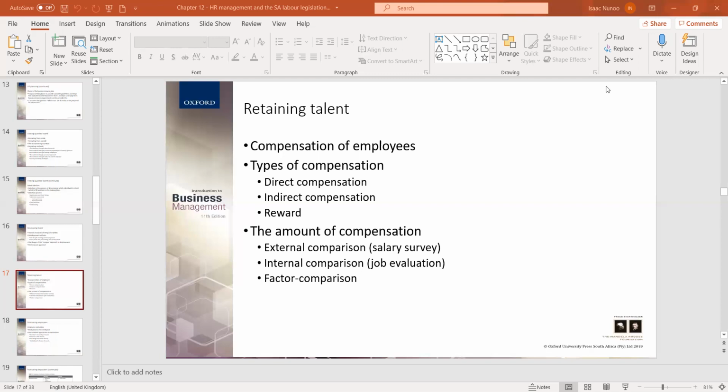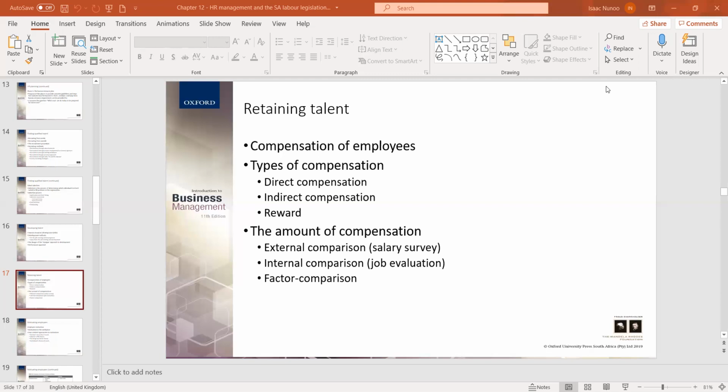We can also talk about reward as a type of compensation. The rewards here can be salary increases, financial bonuses, paid holidays, or trips abroad.